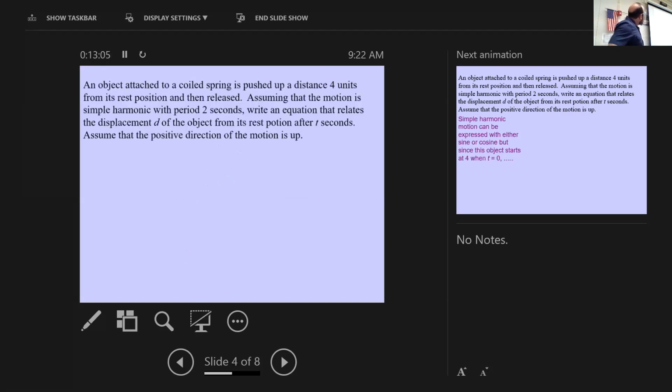Okay, so an object at rest is a coiled spring, pushed up a distance of 4 feet from its rest position, assuming it is simple harmonic motion with a period of 2 seconds. Let's write an equation that relates the displacement of the spring from rest. Well, okay, so let's think about it. What pieces of data do you have?